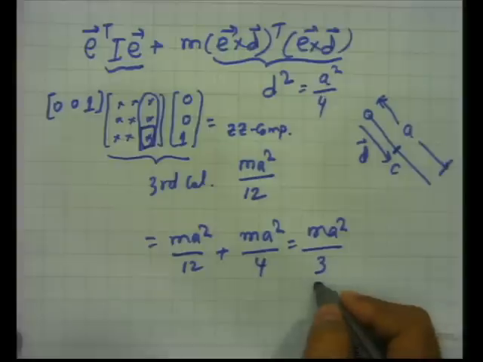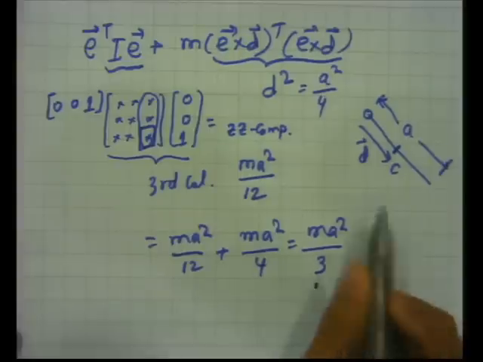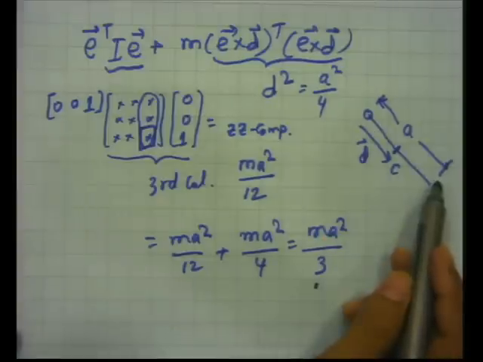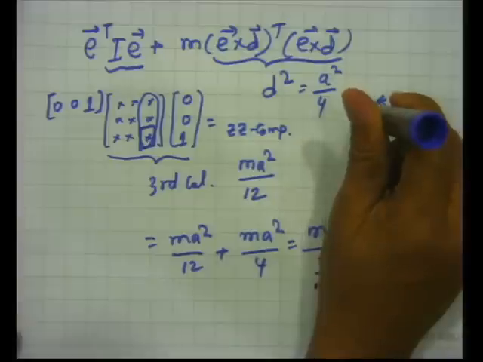What does it mean? M a square by 3, if you remember, m a square by 3 is nothing but the moment of inertia of a slender rod about its end, that means this point.